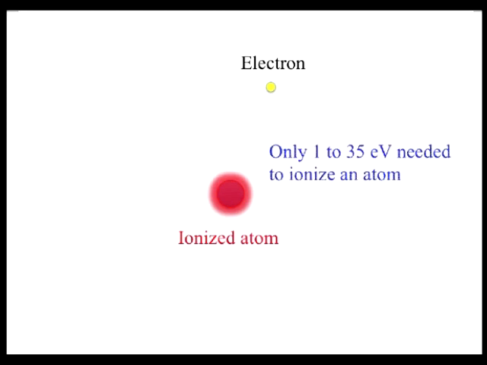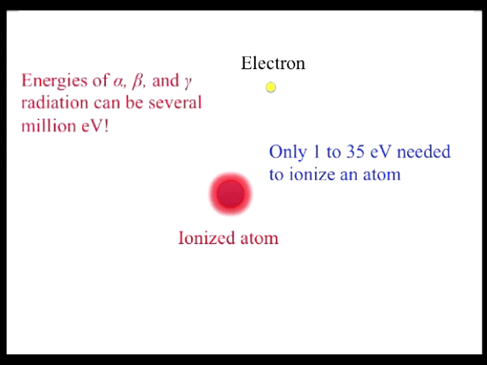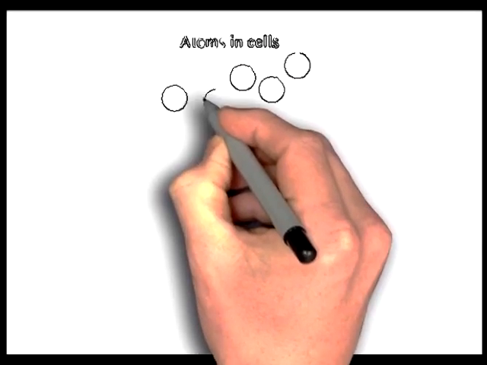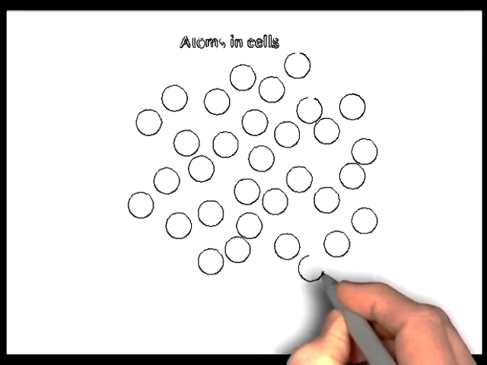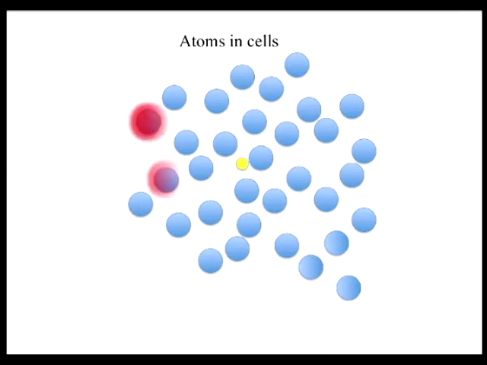An energy of roughly 1 to 35 electron volts is needed to ionize an atom or molecule, and the particles and gamma rays emitted during nuclear disintegration often have energies of several million electron volts. Therefore, a single alpha particle, beta particle, or gamma ray can ionize thousands of molecules.